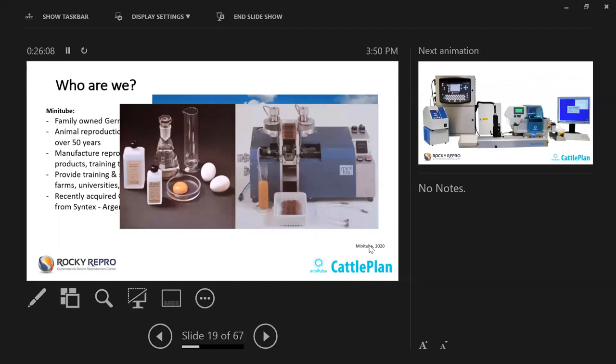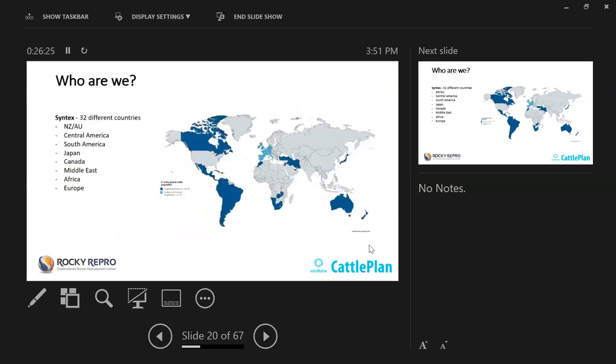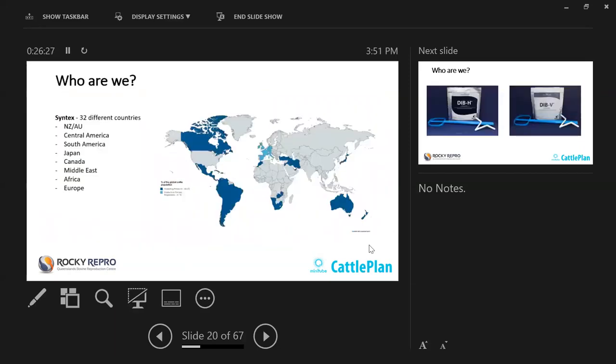We also produced the first automatic semen freezing machines. That's the very first one many moons ago, and now they look a little bit different. That's where we're at now with the different computer programs we've got and straw printing and freezing systems. Syntex, who produced the cattle repro hormones, distributes to 32 different countries around the world. And as you can see, including Australia, all through South America, Canada, Africa, Europe, and some of the Middle East as well.